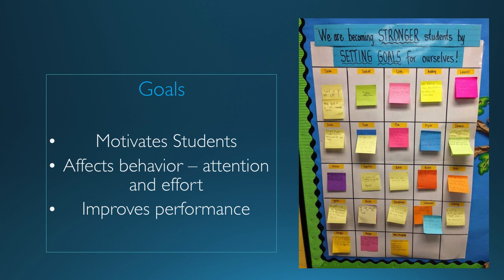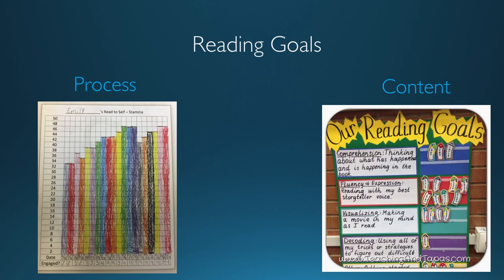Goal setting also supports independence because it motivates students and helps to keep them engaged in their learning targets. There are 2 types of reading goals. 1, process goals, such as how long can you maintain engagement in the task of reading. And 2, content goals, such as comprehension or fluency or decoding.